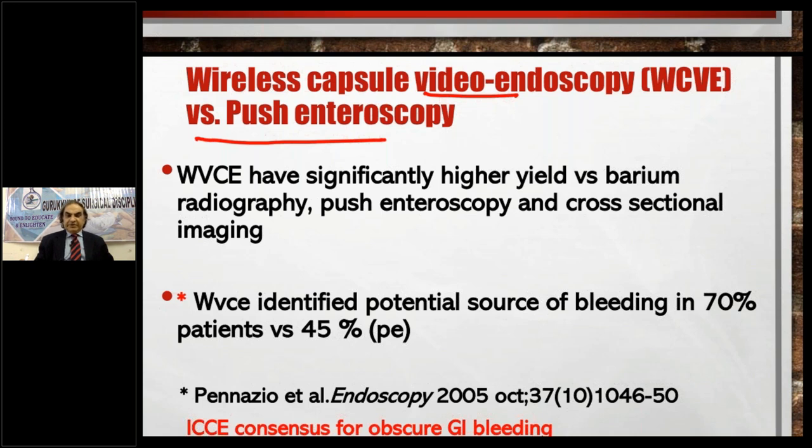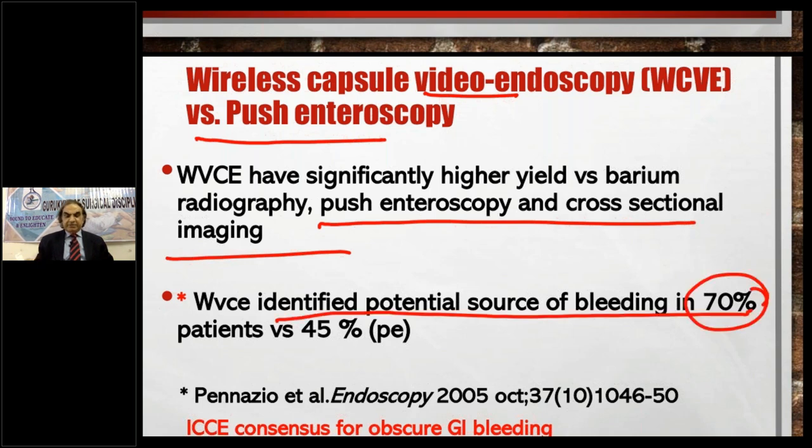Now, push enteroscopy is invasive. This capsule is not invasive. It's simple. Even this is no rocket science, that it is superior. And it gives much better imaging. Push enteroscopy is not very effective. The capsule identified lesions in many studies in 70% versus 45% with push enteroscopy. So capsule endoscopy is superior to push enteroscopy based on evidence also. Everything reported here is based on evidence. 70 versus 45 is almost twice.